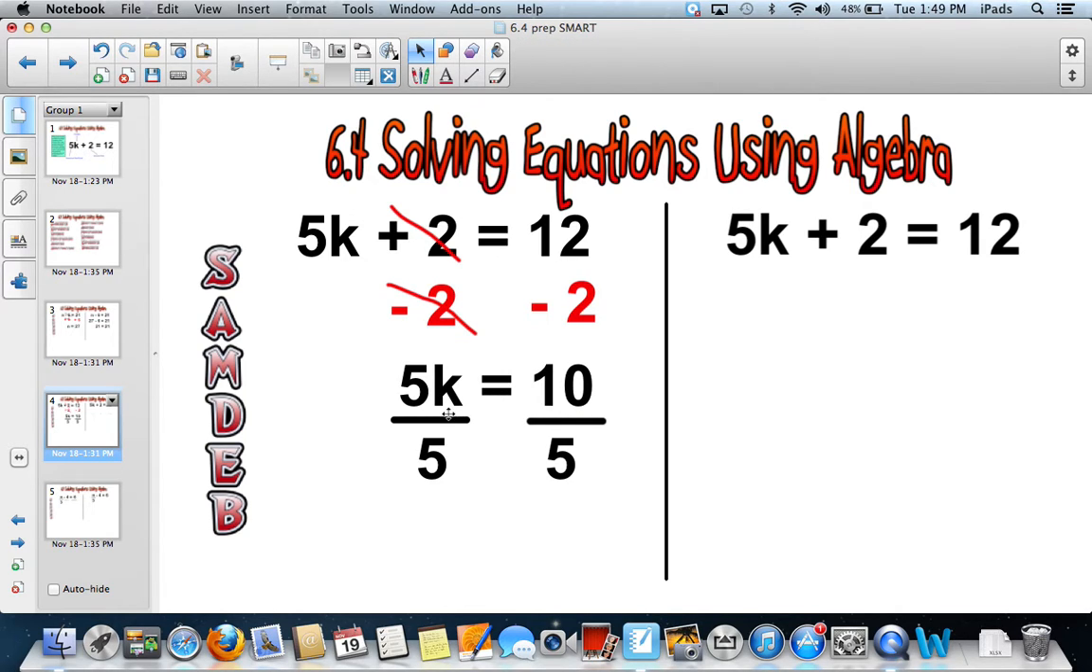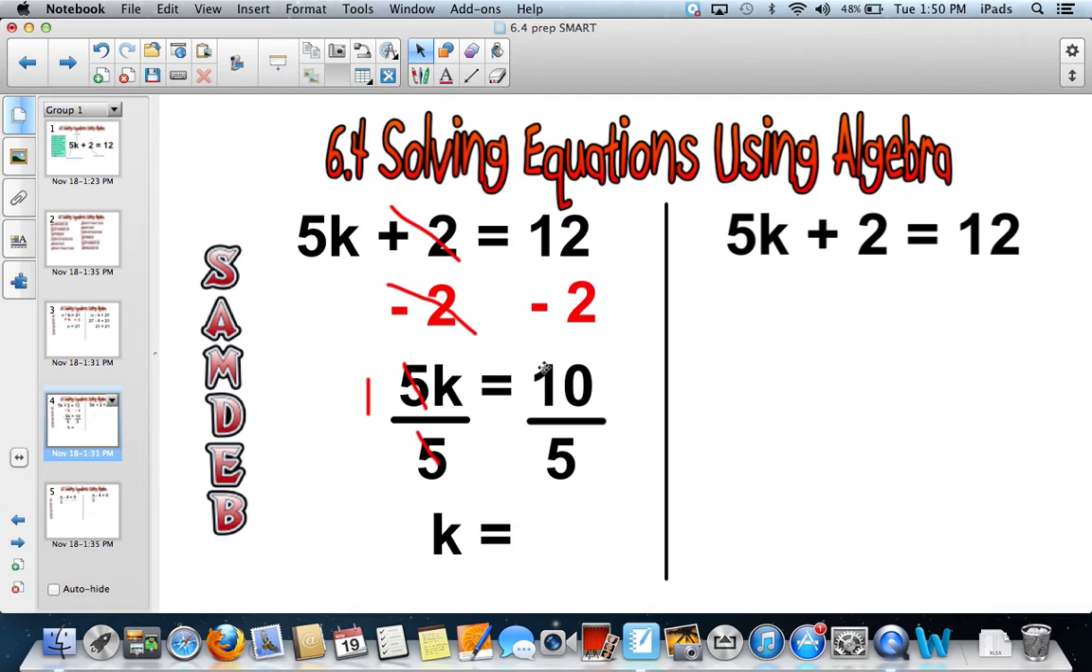Now, with that, you're being asked to multiply your variable by 5. To counteract that multiplication, we're going to do the opposite, which means to divide. 5k divided by 5, if you divide 5 by 5, you get 1. Well, 1k, 1 times k, is the same as k. So we're going to leave that as k. 5k divided by 5 equals just k. They cancel each other out to 1. 1 times k is still k.